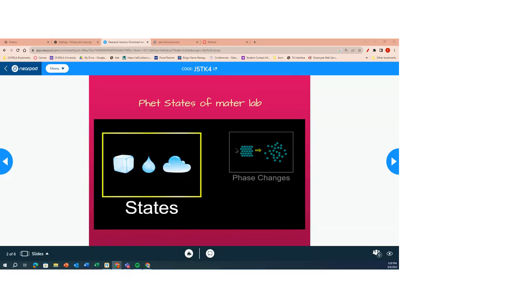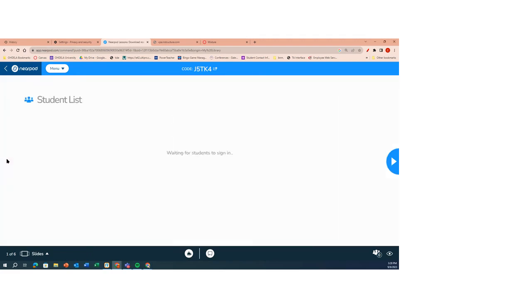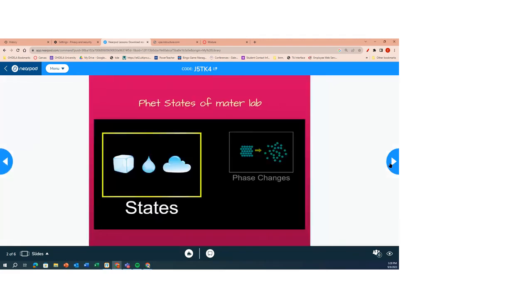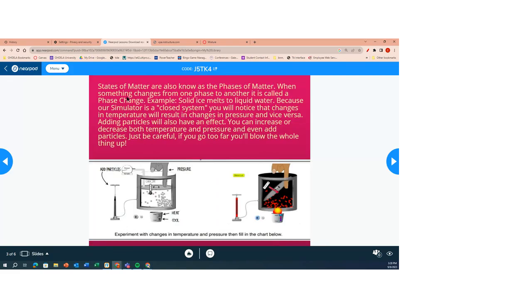There are 2 parts to this. The states of matter are known as the phases of matter. When something changes from one phase to another, it's called a phase change. Example, solid ice melts into liquid water. Because our simulator is a closed system, you will notice that changes in temperature result in change in pressure and vice versa. Adding particles will also have an effect. When you decrease both temperature and pressure, and even add particles, just be careful, it can blow the whole thing up. A closed system is where we keep everything inside.